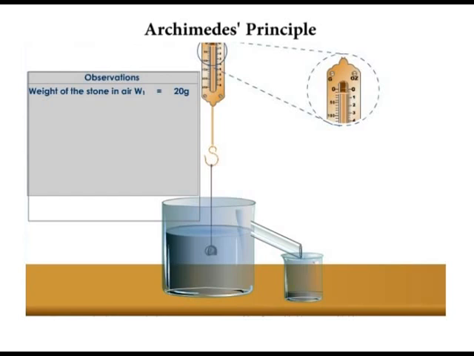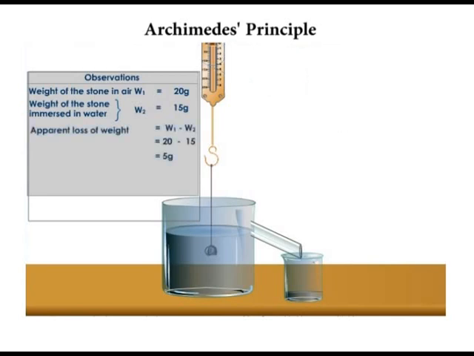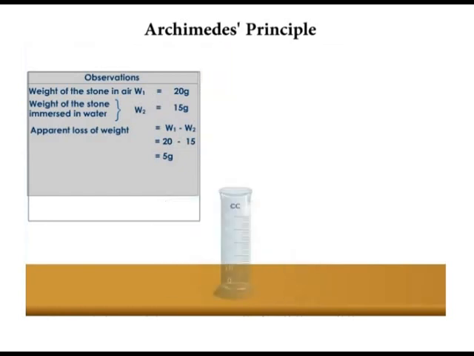Observe that the weight of the stone is gradually decreasing. Record the weight when the stone is completely immersed in water. The weight is less than in air. That is, there is an apparent loss in weight. Also, water overflows through the spout. Pour the water into the measuring jar and note the reading. This reading gives the volume of the water displaced.